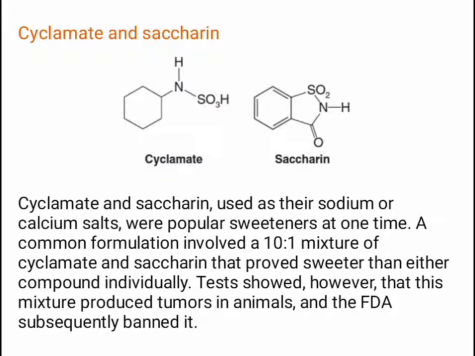Tests showed, however, that this mixture produced tumors in animals, and the FDA subsequently banned it. So cyclamate and saccharin were actually used at one time, but now they are banned by the FDA, the Food and Drug Administration.